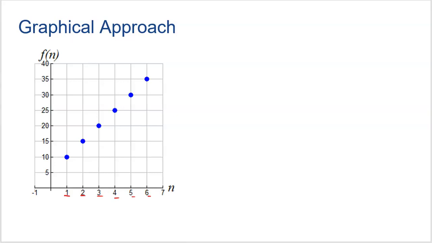You plug in 1, you get 10. You plug in 2, you get 15. You plug in 3, you get 20. So what I'm doing is going up 5, up 5, up 5: 10, then 15, then 20. So my common difference is clearly 5. So let's create a formula for any term I want. Once again, all we have to do is pick any term. I'm going to pick the fifth term. The fifth term is 30.